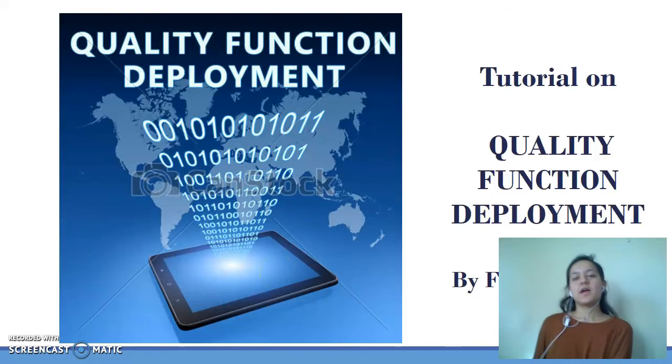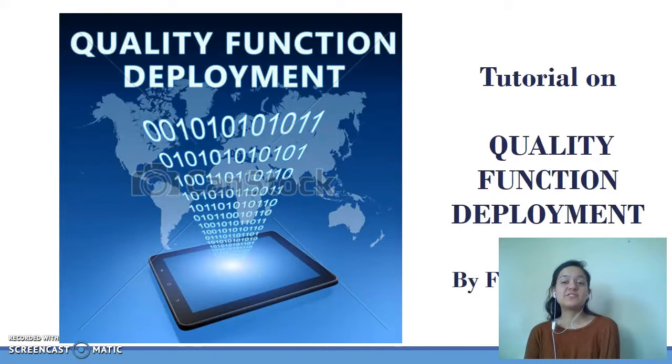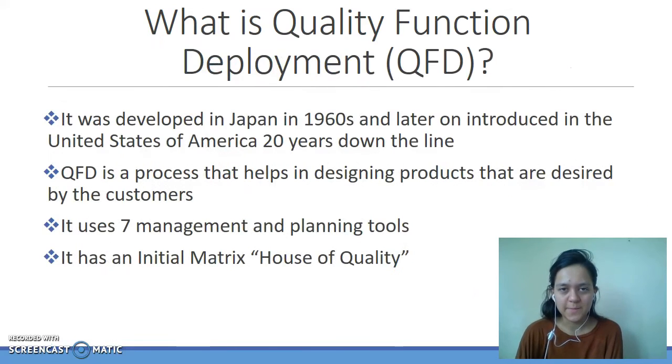Hello everyone. So you're watching this video for a tutorial on quality function deployment, which I will be explaining to all of you, what it actually is, through an example to clarify your concept on it. So let's move on with what quality function deployment is.